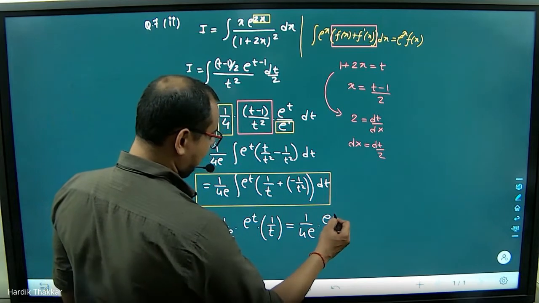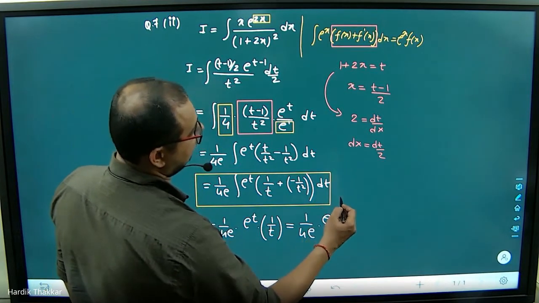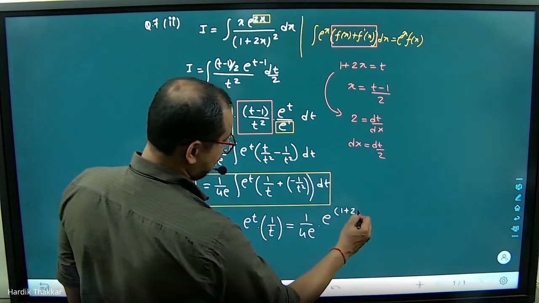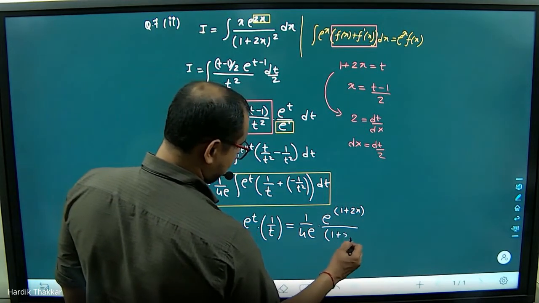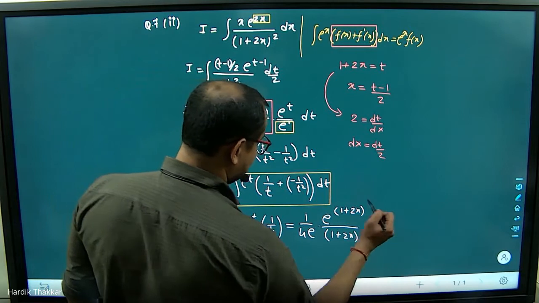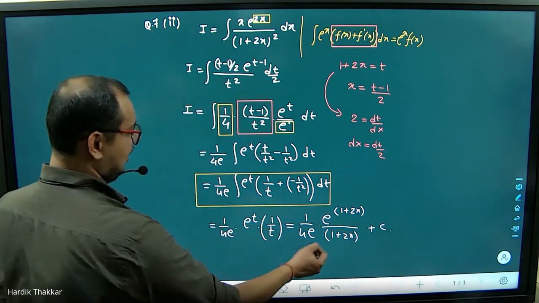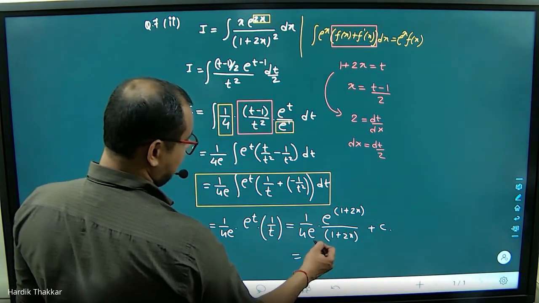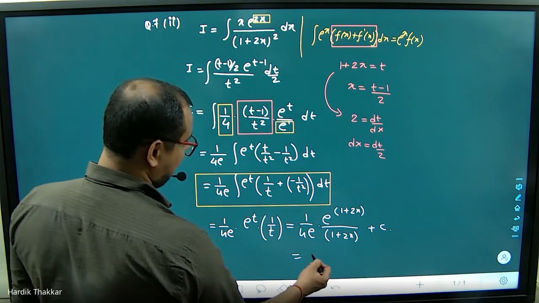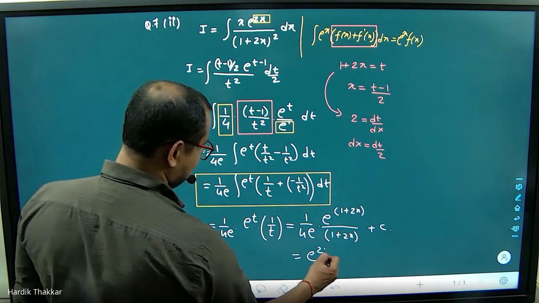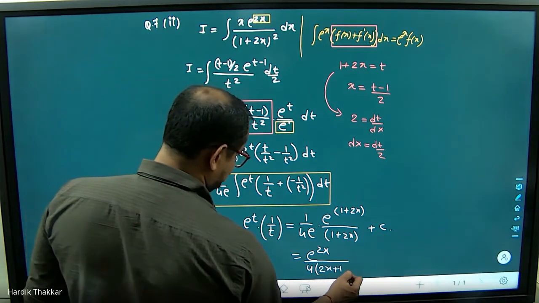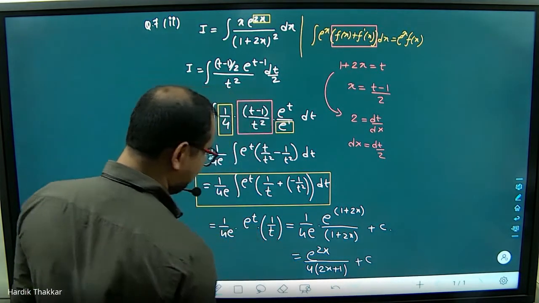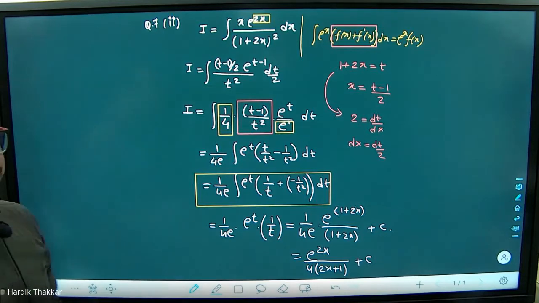Further, put the value of t. So the value of t is 1 plus 2x, and here 1 upon 1 plus 2x, plus c. That's it. This will be your answer. Further, you can also simplify this, like you can subtract the power by applying laws of exponent. So it will be e raised to power 2x divided by 4 under bracket (2x plus 1), plus c. That's it. Naina, any doubt, ask, otherwise we move on to the next questions.